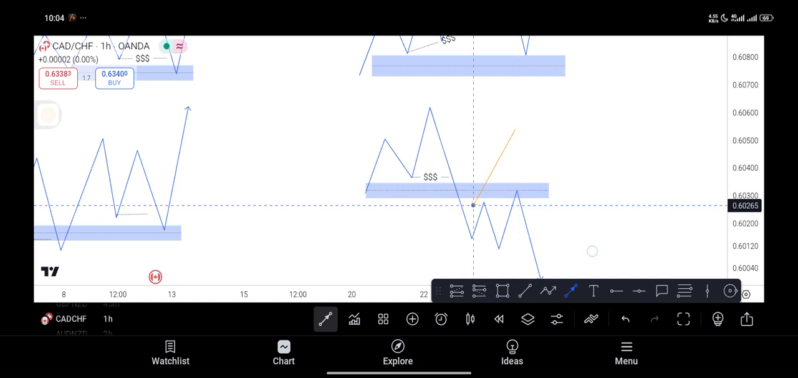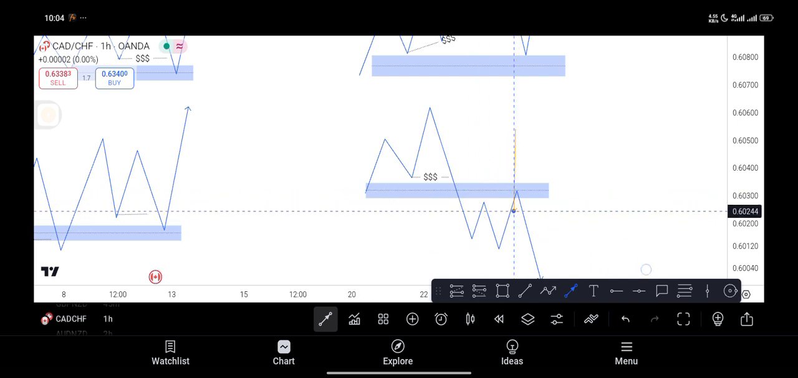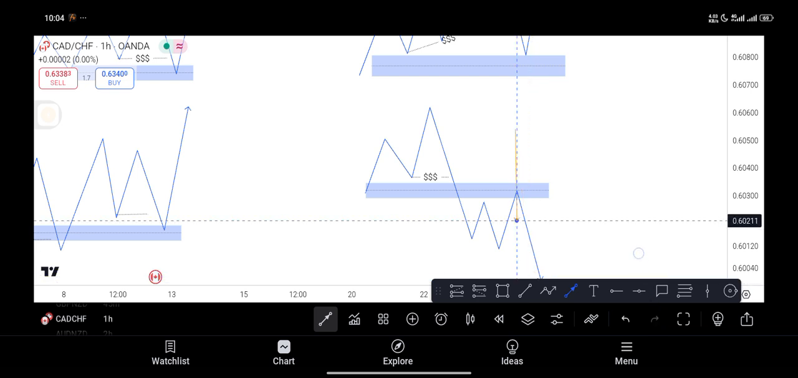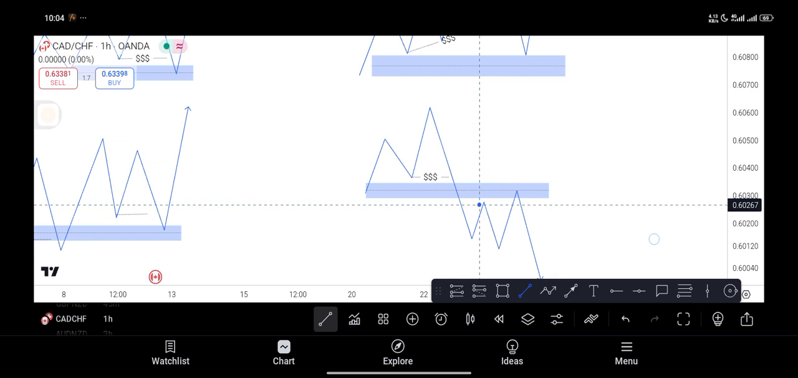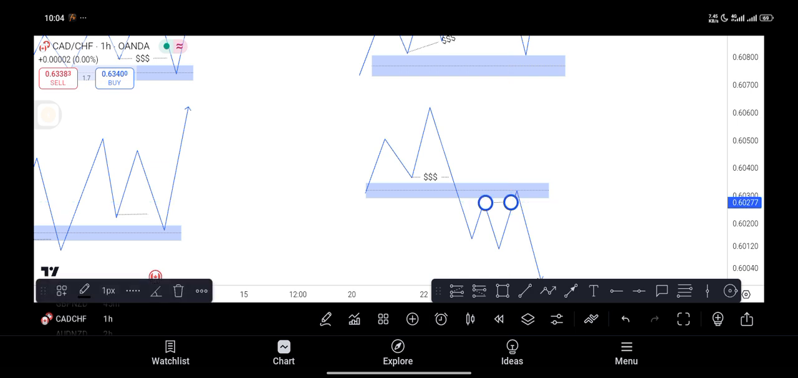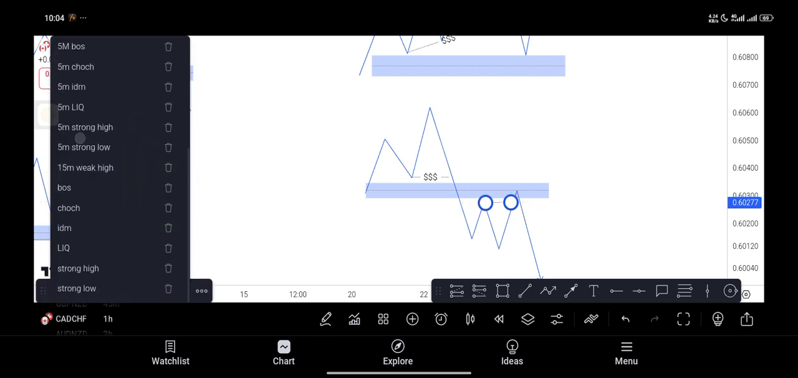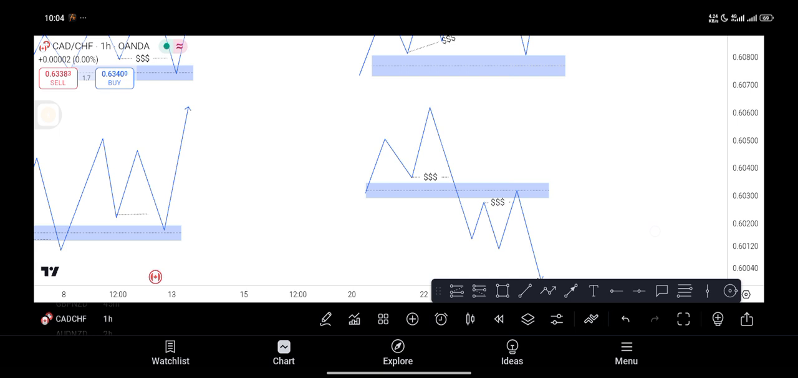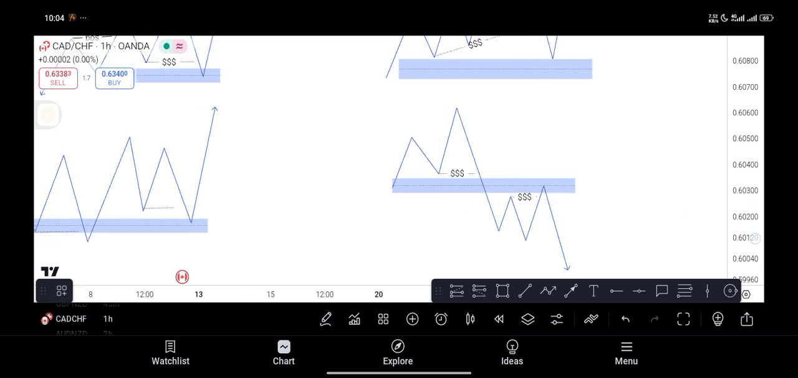However, there are two things that can happen. Price can either just come up, tap on the breaker block and then move. However, it makes it more valid, stronger, when you have liquidity formed just below it before price comes back to tap into it.